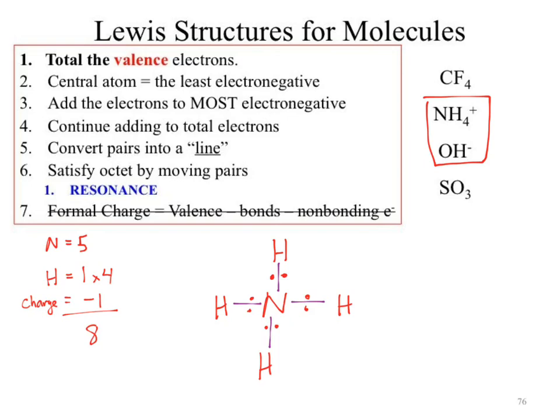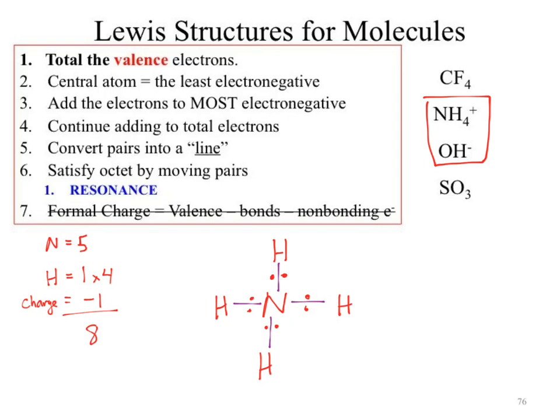Step 8: Have I achieved octets on all my atoms? Yes. That's what you were looking for. Yes was the correct answer to that. Yes, we have the complete octet on all of our atoms. Okay, give me just a second, but I'll come back to you.